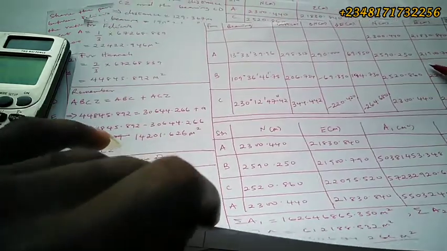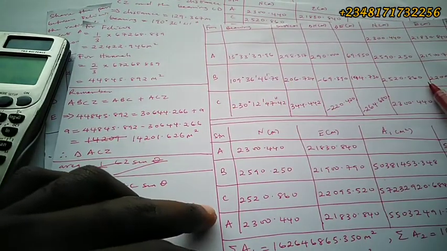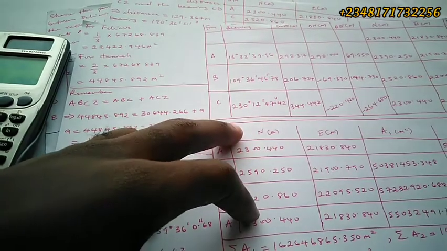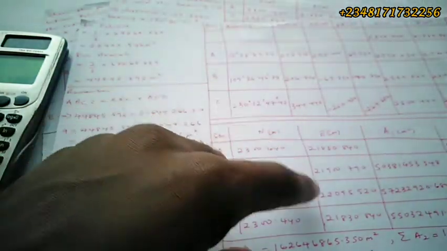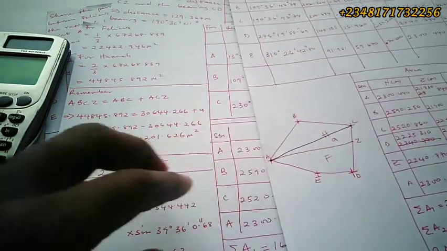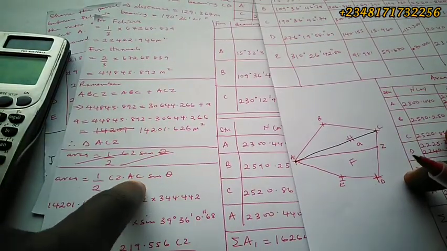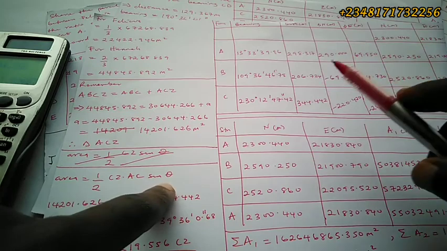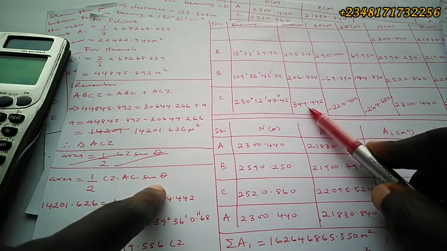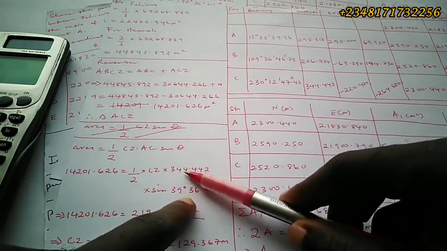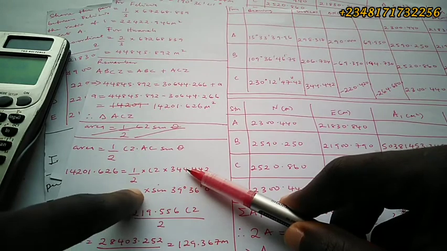So before we calculated the area, we carried out the back computation of ABC. Carrying out that back computation of ABC made us know the distance between A and C, or between C and A, which is what we are going to use at this point, the distance AC. So the distance AC we computed was 344.442, which is 344.442 multiplied by this angle.